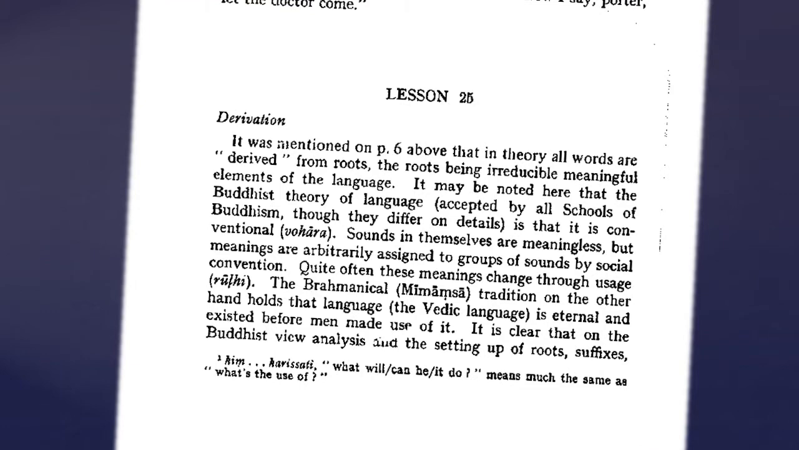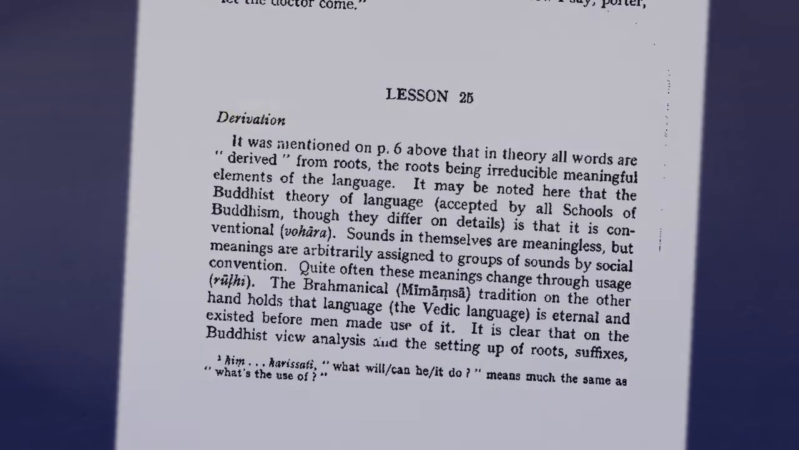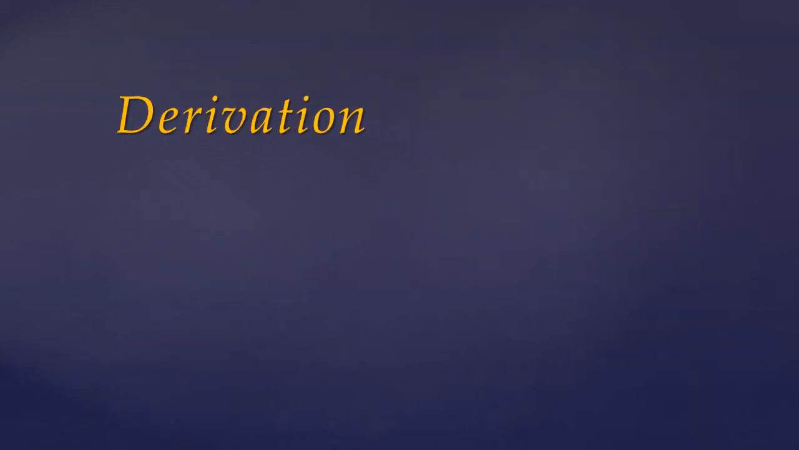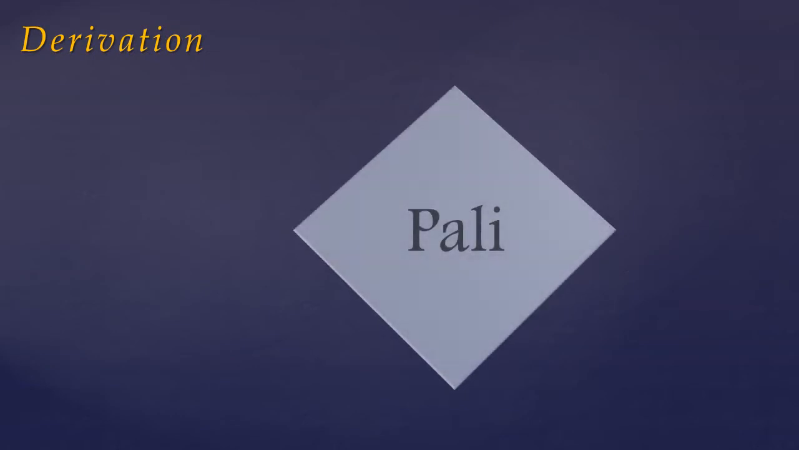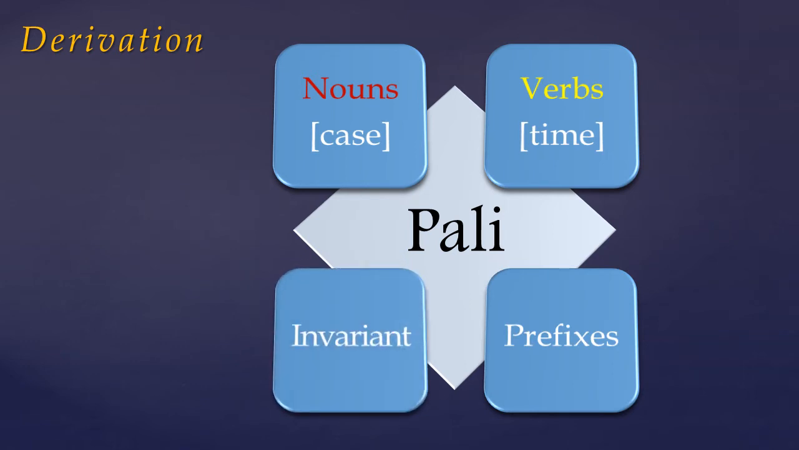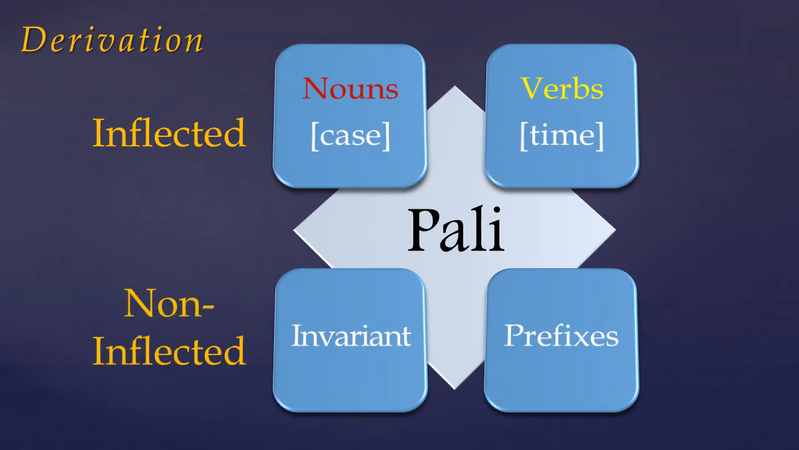So, in lesson 25, we go right back to the beginning and return to morphology, that is, how words are derived, which we first saw right back in the introduction. The ancient grammarians separated Pali into four classes of words, the major division being between those that inflected, altered their endings, and those that didn't, like the indeclinables and the prefixes.